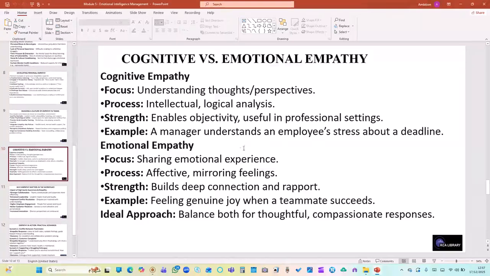Then emotional empathy, on the other hand, focuses on sharing emotional experiences. The process involved is affective and mirroring feelings. The strength is that it builds deeper connection and rapport. Example, feeling genuine joy when a teammate succeeds. That is a very good example. Now, an ideal approach is to balance both, thoughtful and compassionate responses. That is the idea, to balance both cognitive and emotional empathy.